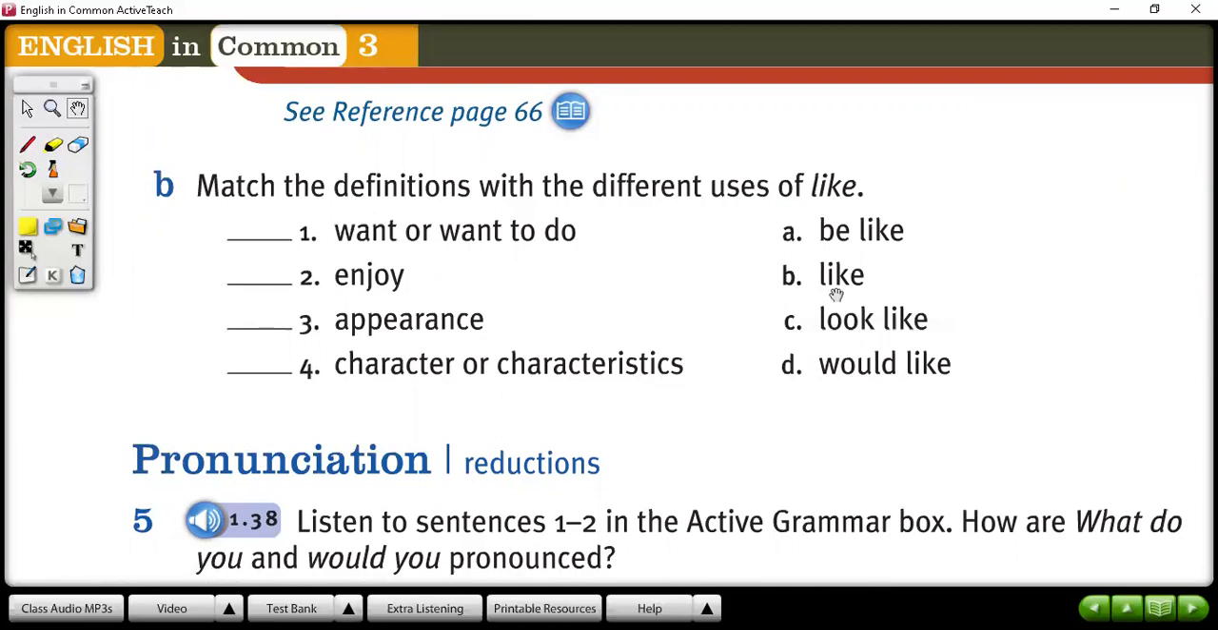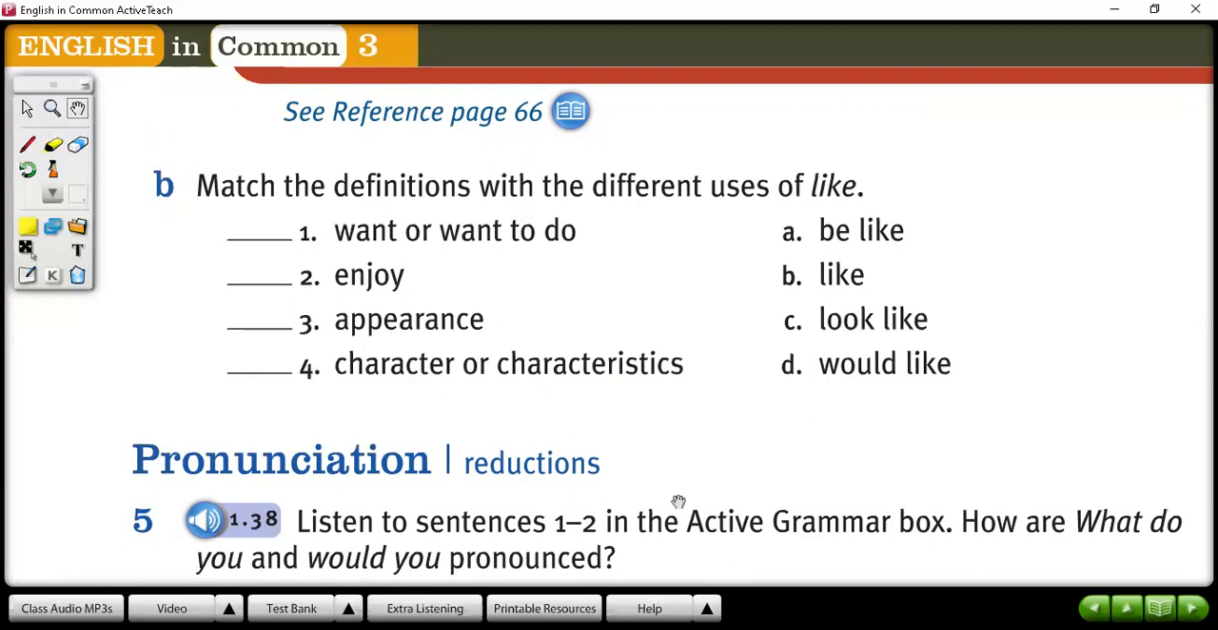Like something that you like, or something that you enjoy. Number 3, appearance, C. Look like. Number 4, character or characteristics, in that way is letter A. Be like. How is your father like? In that we want to know the characteristics of him. So that's why be like.